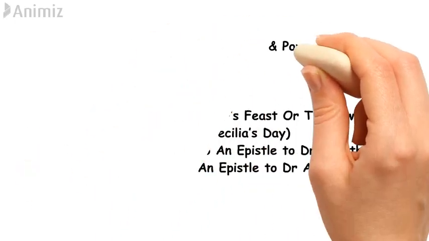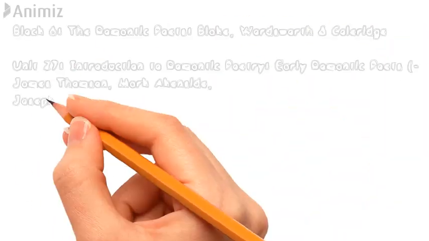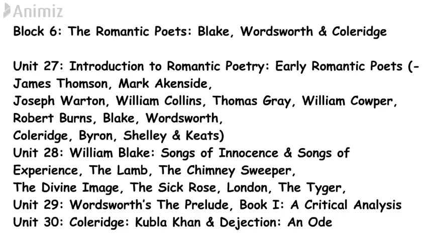Arbuthnot. So block 6 is about the romantic poets Blake, Wordsworth and Coleridge. So here from Wordsworth, The Prelude is the examiner's favorite. Don't miss it at any cost. And from Blake, we have some of his compositions like The Tiger, The Chimney Sweeper, The Sick Rose.